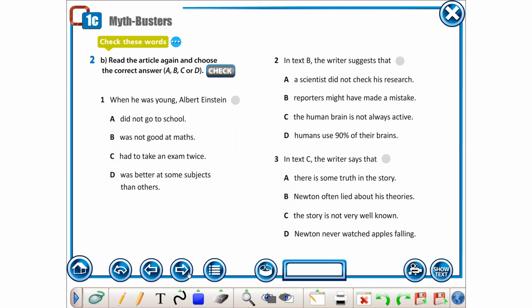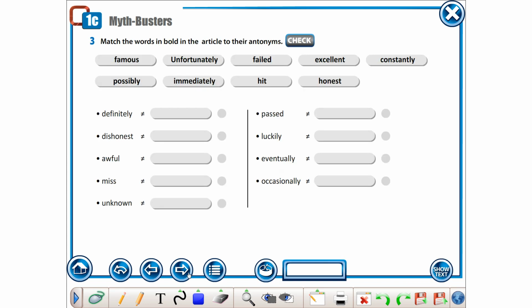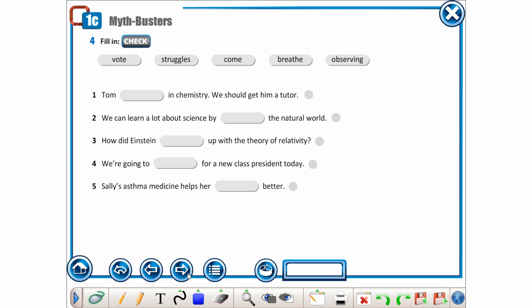The first is read the article again and choose the correct answer A, B, C, or D. The second task is to change the words in bold in the article to their antonyms. And the last is fill in with the words road, struggles, calm, breathe, and observing. When you finish your task, please don't forget to click the button Send. I'm waiting for your results. And please pay attention to the part of reflection.